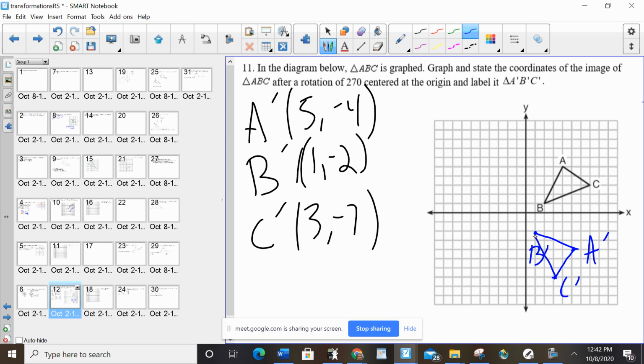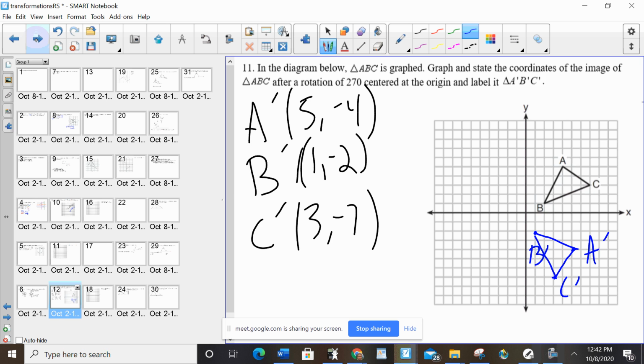And that's it. To do a rotation, rotate the point. You're always rotating it to the left. Each quarter is 90 degrees. 270 is 3/4. Once I get there, I just write down the new coordinates of the point, turn it back, and plot them.